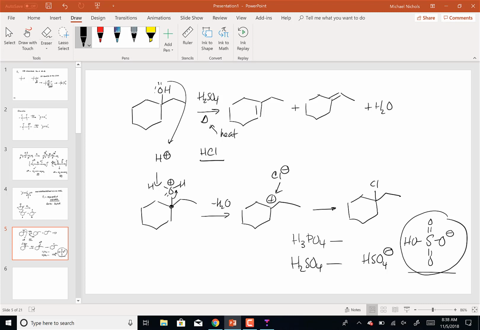So when you want to do the reagent, you want to use as your H+ sulfuric or phosphoric acid. If you use HCl or HBr or HI, you're going to do SN1. But if you want to do E1, use the sulfuric acid. So that's the essence of E1.